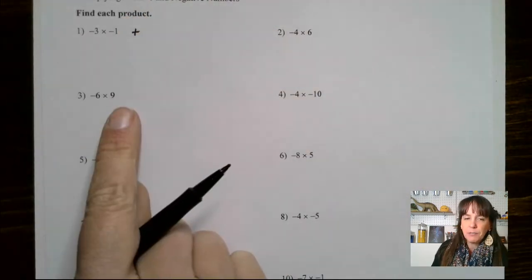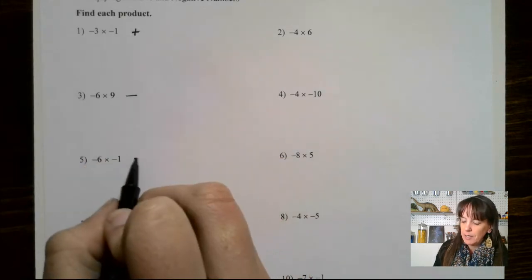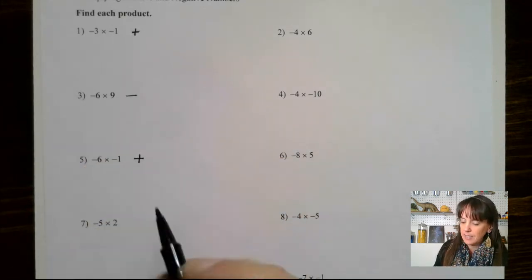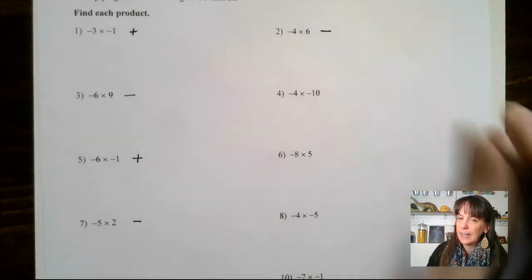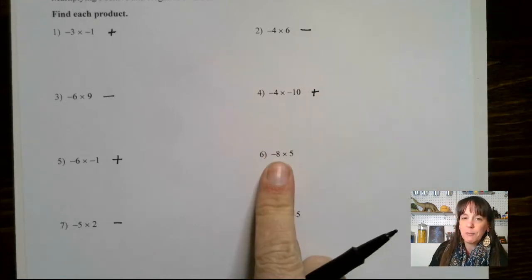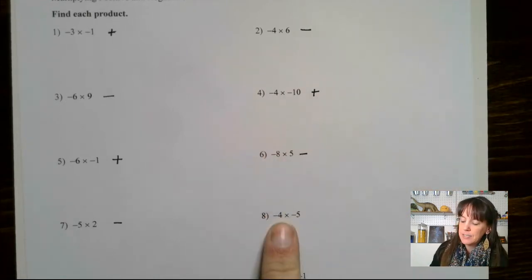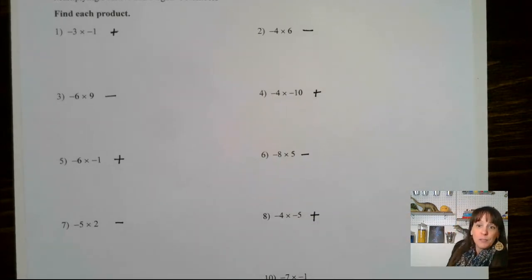If they are different signs, it's negative. Same signs, positive. Different signs, negative. So hopefully you've got that down. And then all you have to do is the actual math part.